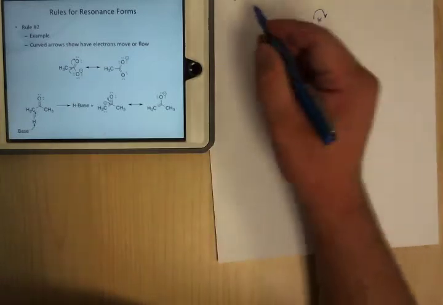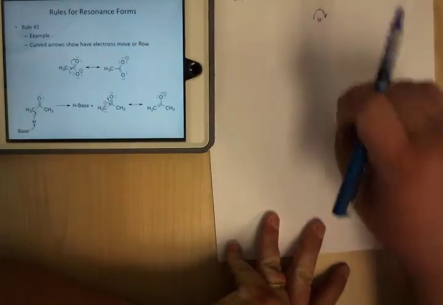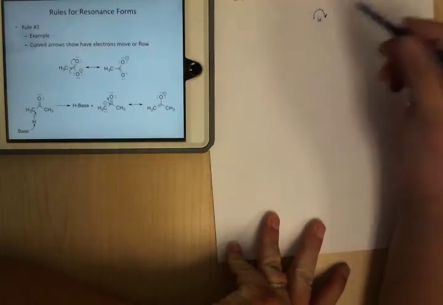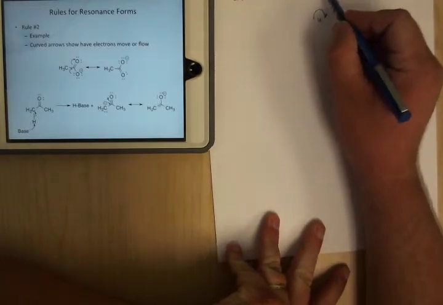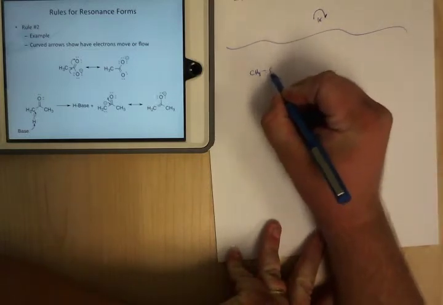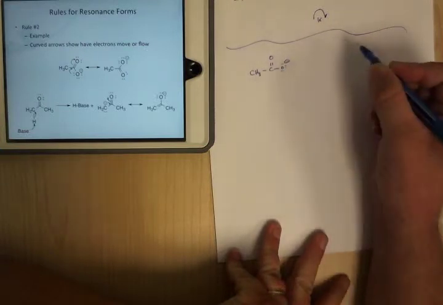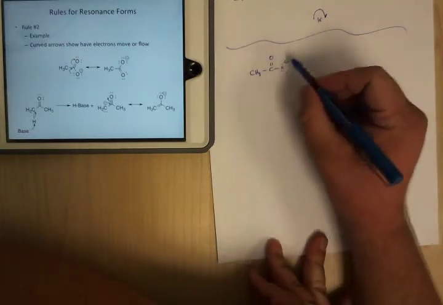But we're going to use curved arrows, which means the flow of electrons. So here's the curve of electrons, showing how the electrons flow. They usually go negative to positive. Okay, so if we wanted to draw the resonance structures for acetate, like that. Why would it do this?